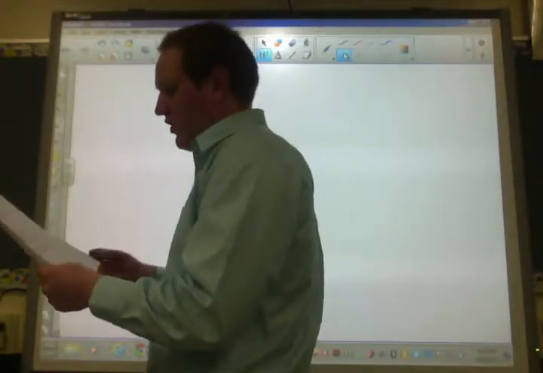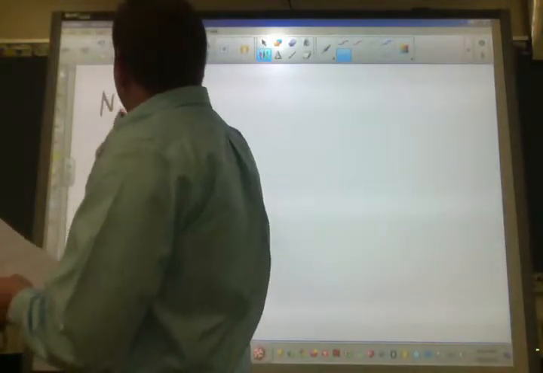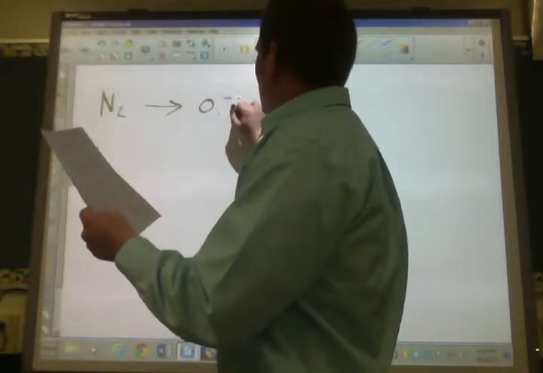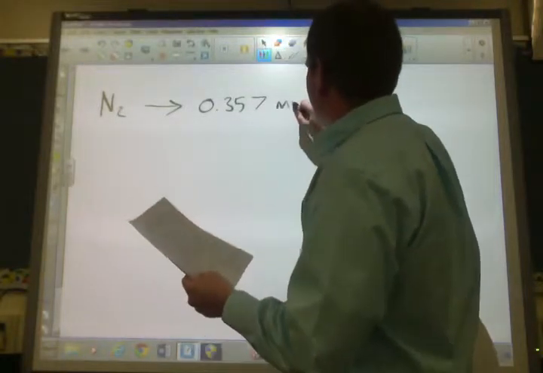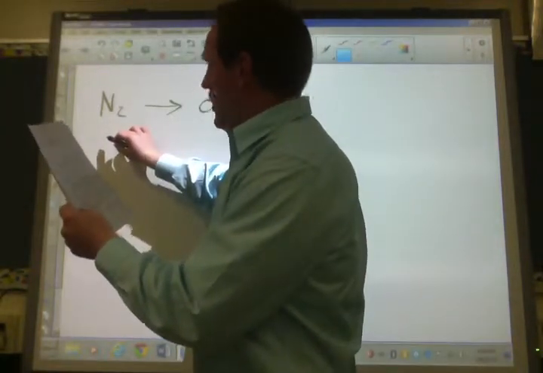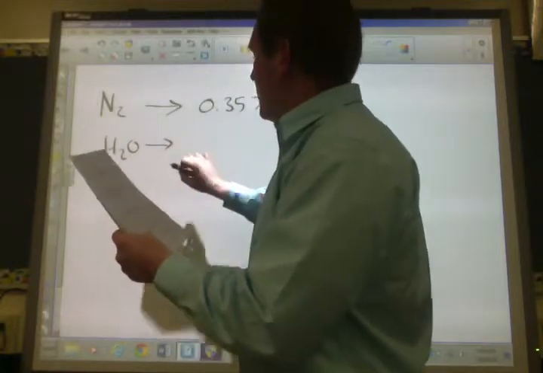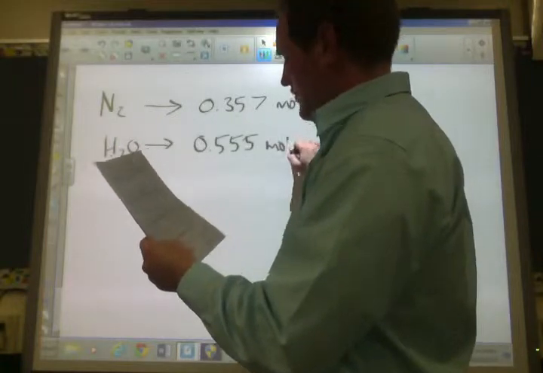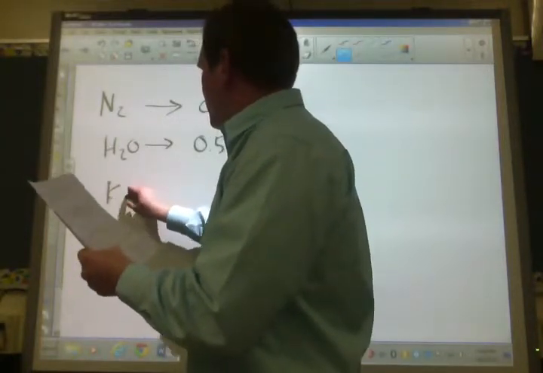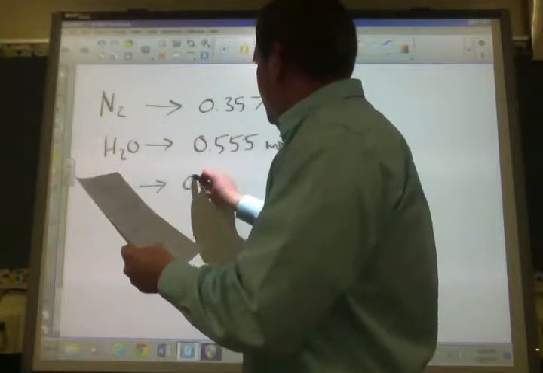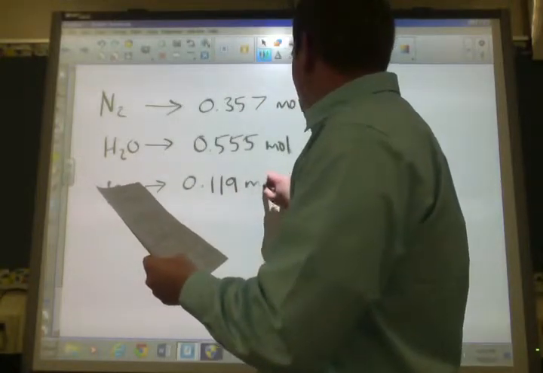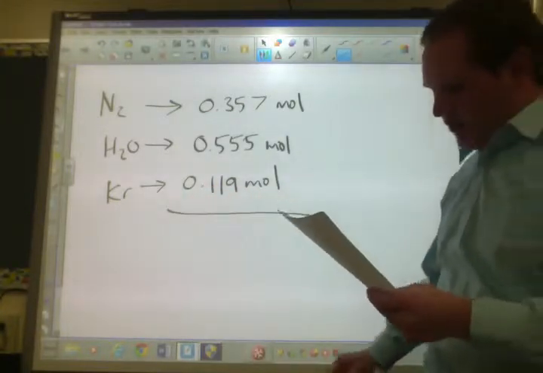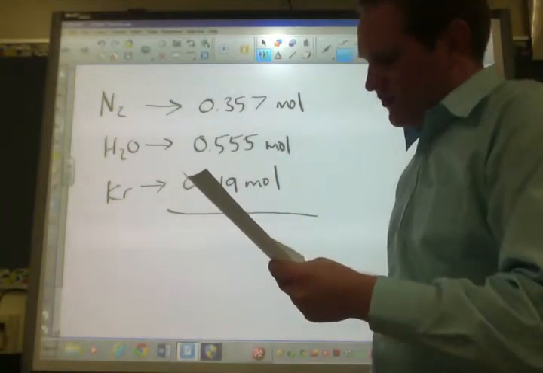So I won't go through all the calculations, but for nitrogen, using molar mass, it turns into 0.357 moles. For water, you get 0.555 moles. And for krypton, you get 0.119 moles. So that's how many moles of each, but I need the total moles, so we add it all up, and we get 1.031 moles.